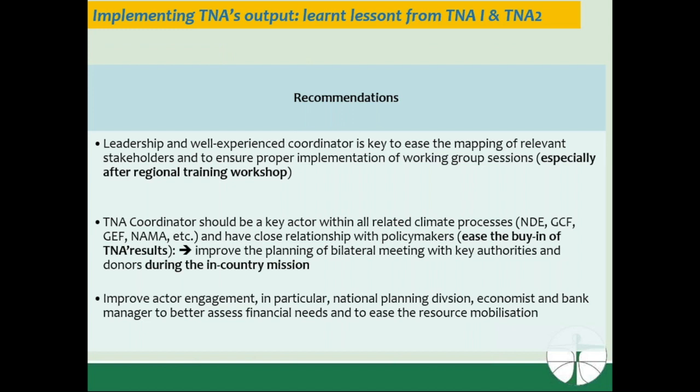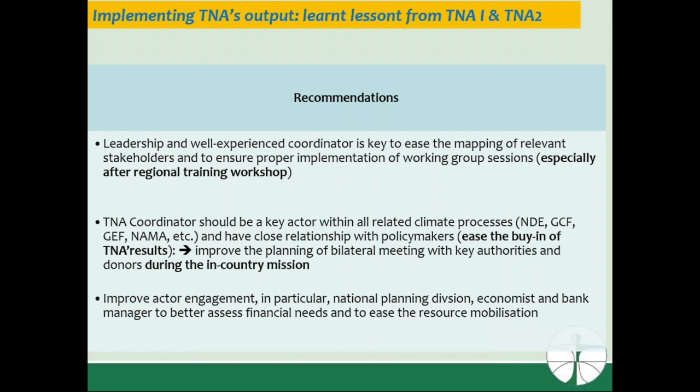And in terms of recommendation, since TNA 1 up to now, we know that the success of the TNA process relies on some key factors. The first one is the leadership of the team that is coordinating the TNA at the national level. The coordinator and the national consultant have to ease the process of mapping all the stakeholders, but also ensure proper implementation, because the ending point of this process is not the document itself, it's how to move further in terms of implementation.